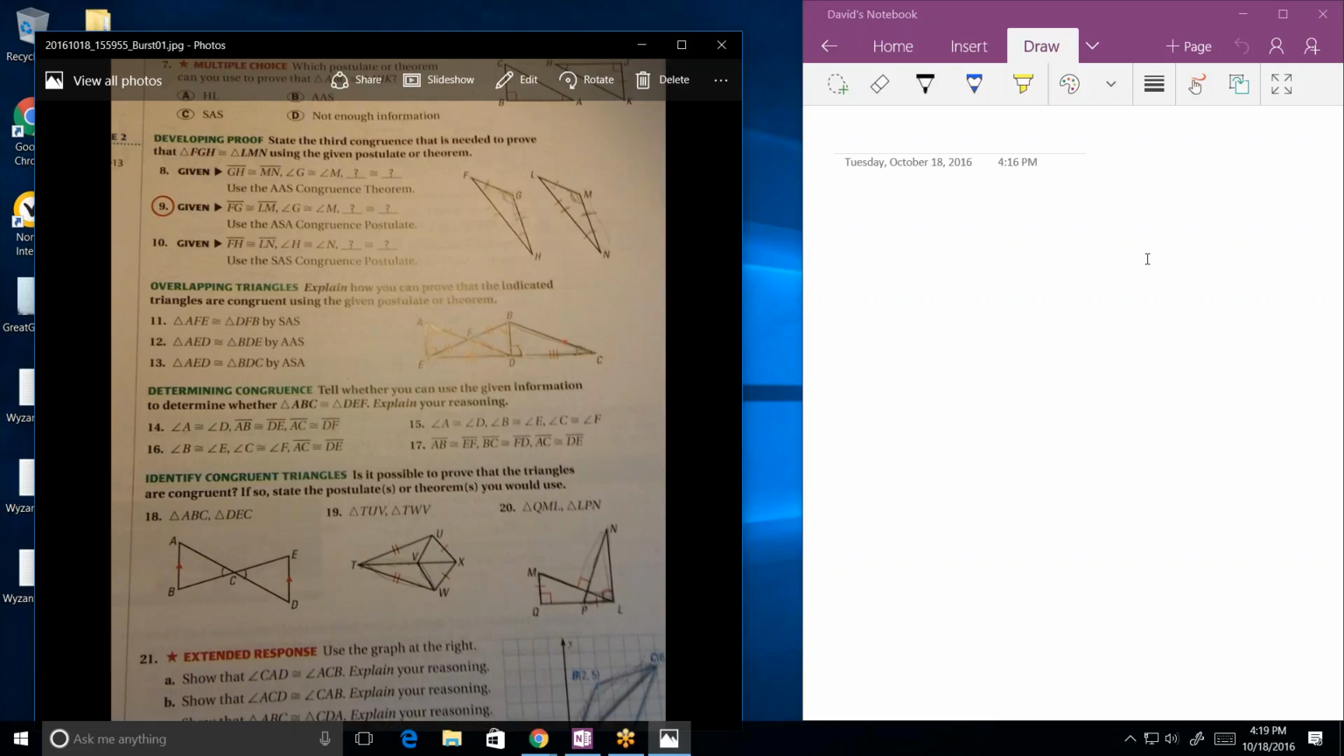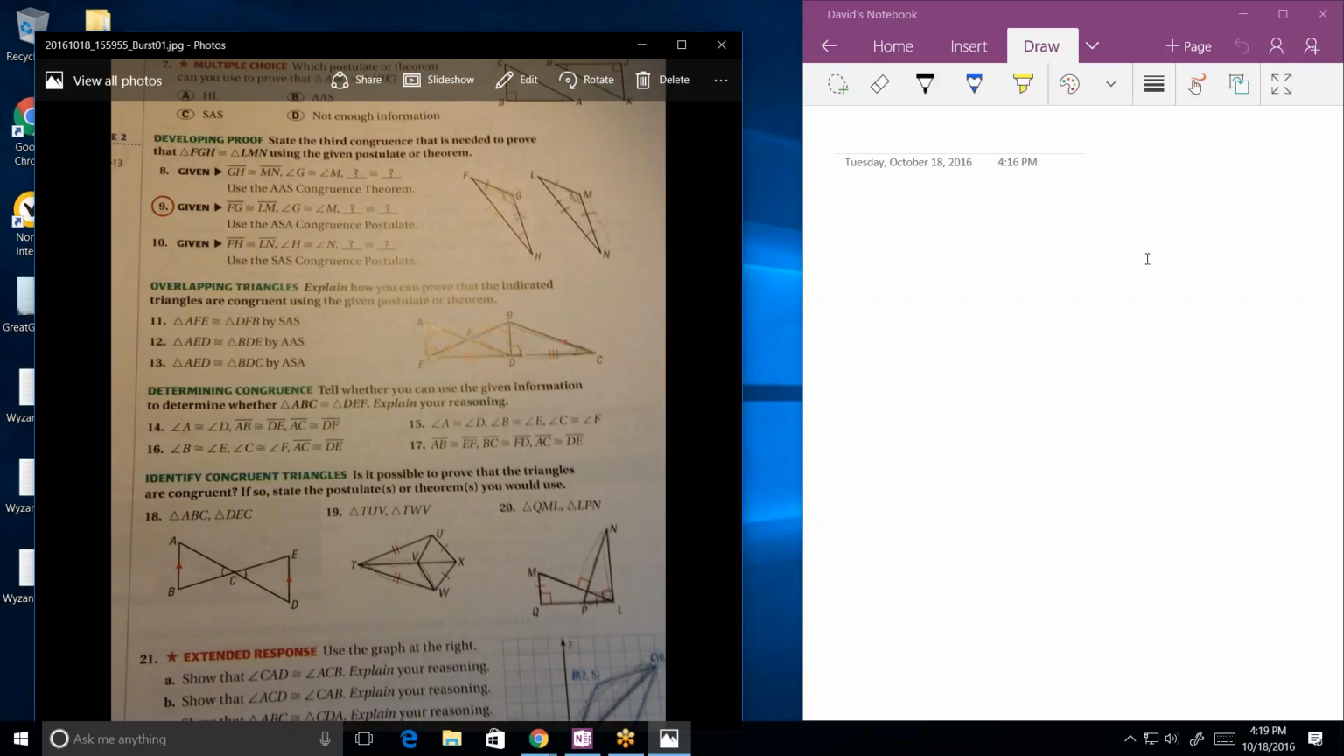So FG is congruent to LM. Right. G is congruent to M, just like before. ASA. So that would mean angle L would have to be congruent to angle F again. It would be angle, angle, side. So same answers for number 8.